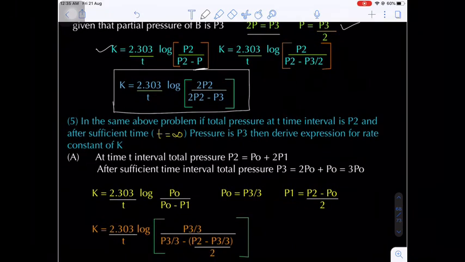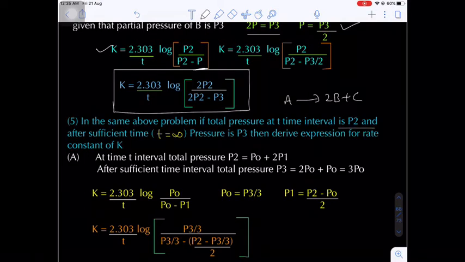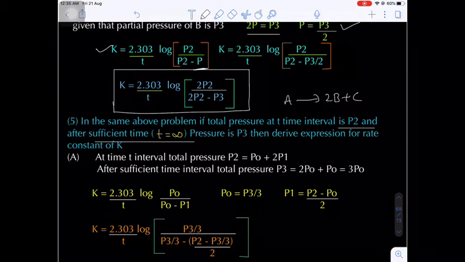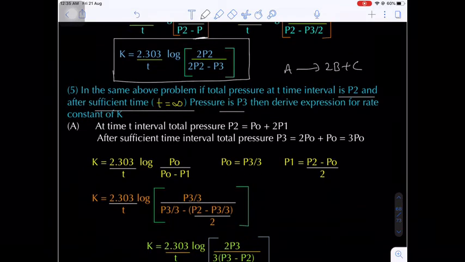Now in the same problem, A gives 2B plus C, the stoichiometry is 1:2:1. Now if the total pressure at a certain time interval T is given as P2, and after sufficient time, just now I told you, sufficient time means the reaction goes almost to completion, so T tends to infinity, that means all the reactant completely decomposes to give the products. And the total pressure after sufficient time is P3. Now derive the rate constant expression.